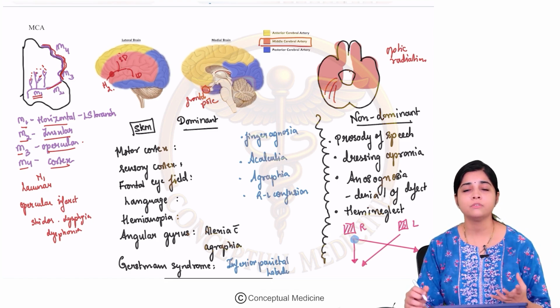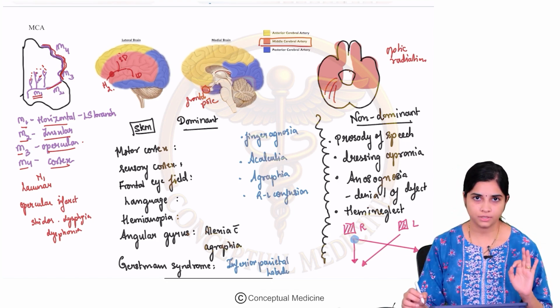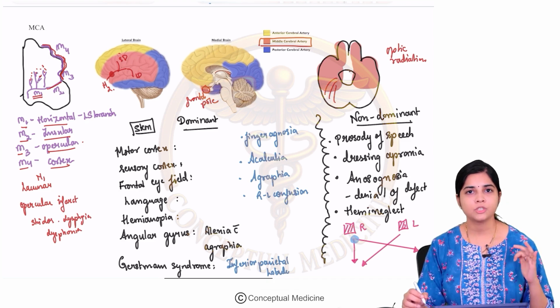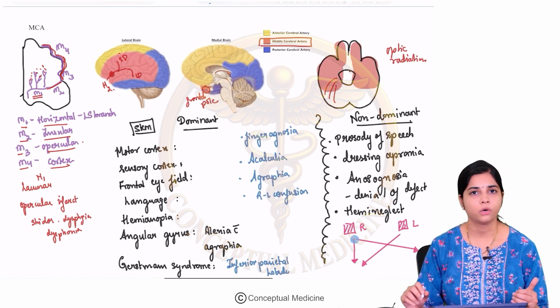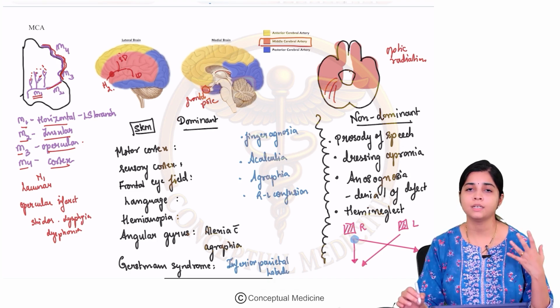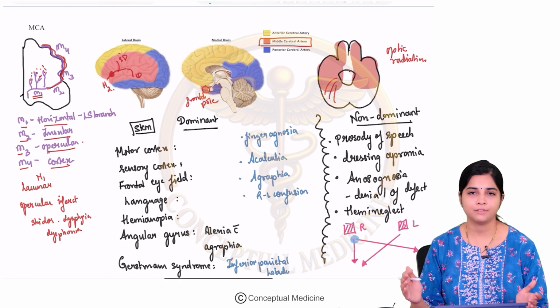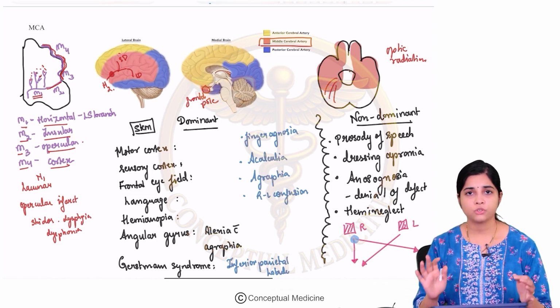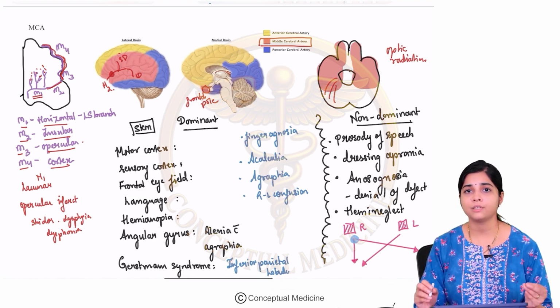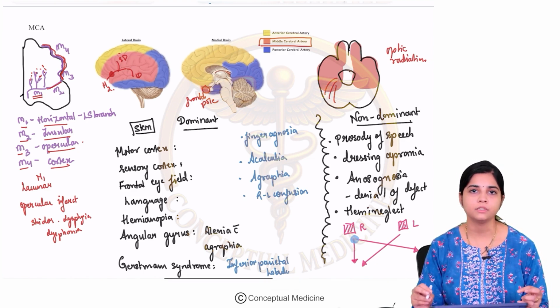So, the area which is involved in most of the activities including language is your dominant cortex, and the other is your non-dominant cortex. In right-handed individuals, which most individuals are, it is a left dominant cortex, but it doesn't mean always that a left-handed individual will have a right dominant cortex. It can be a bidominant cortex as well. So, for simplicity's sake, let us understand that the area where language is present is your dominant cortex and the other is your non-dominant cortex.